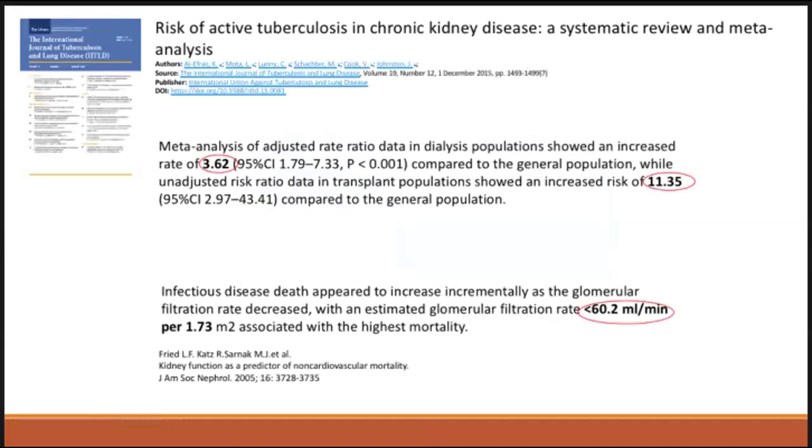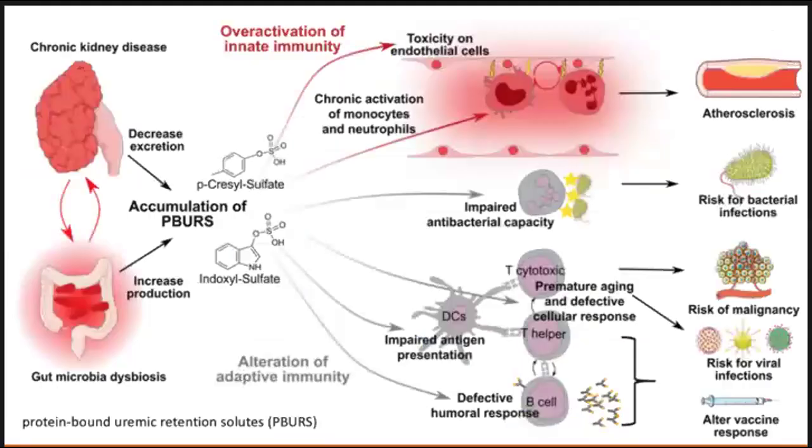For example, when you have chronic renal disease, CKD 3 or more, you are 4 times more susceptible to getting tuberculosis. And in some patients it is even 11 times more, compared to the general population.